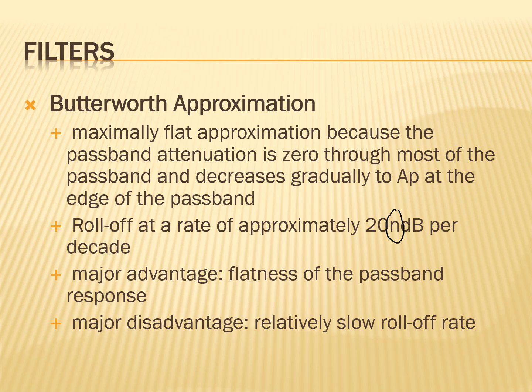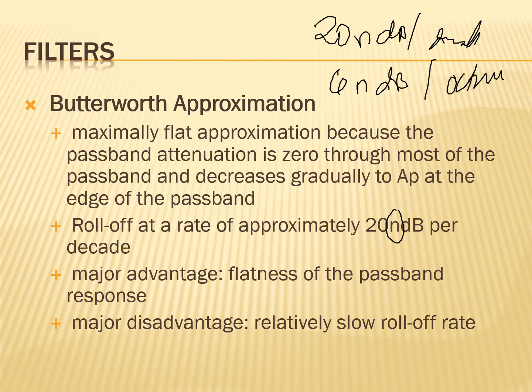Okay, so for example, it can have a roll-off equivalent to 20 dB per decade, or it can also have a roll-off of 6 dB per octave. So n depends on the order of your filter. The major advantage of a Butterworth approximation is the flatness of the passband response, while its major disadvantage is the relatively low roll-off rate.